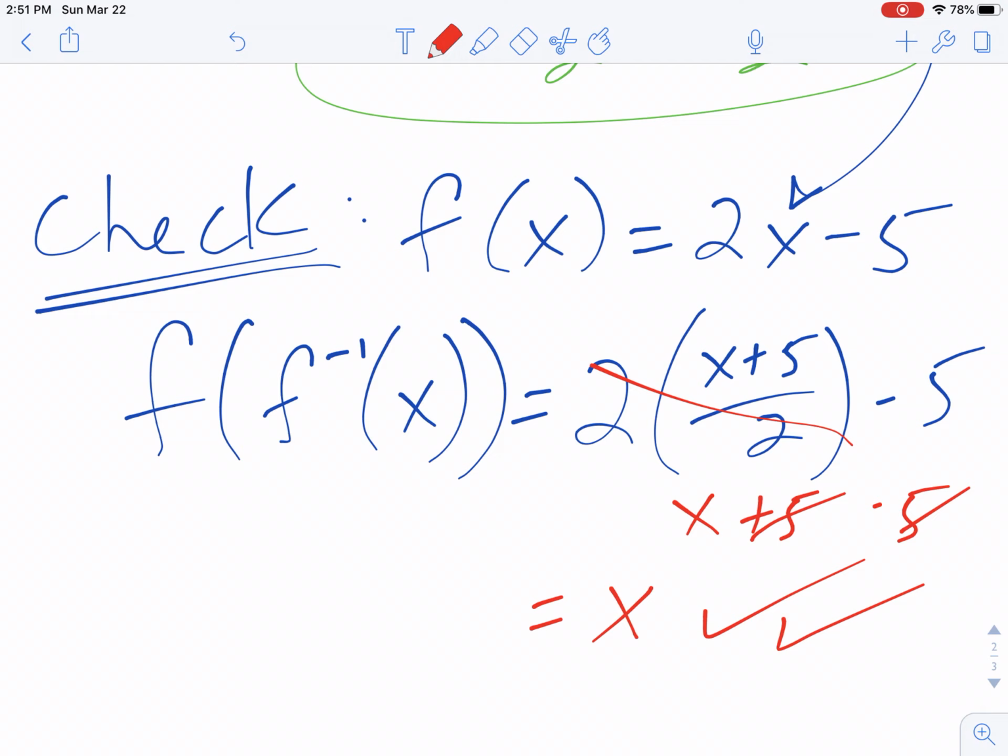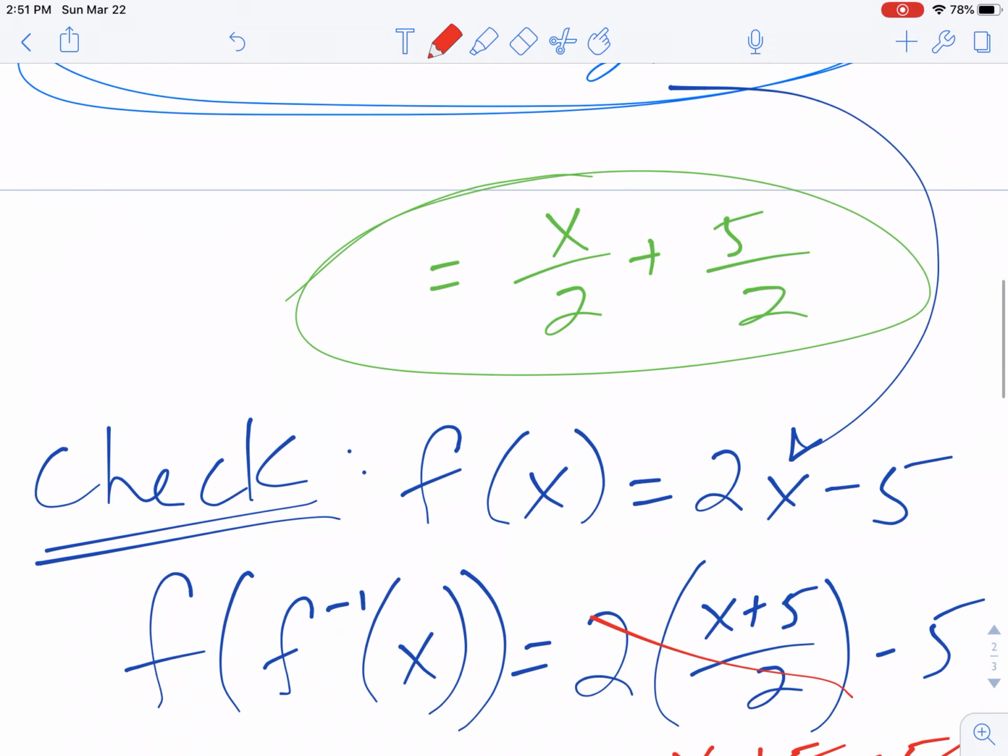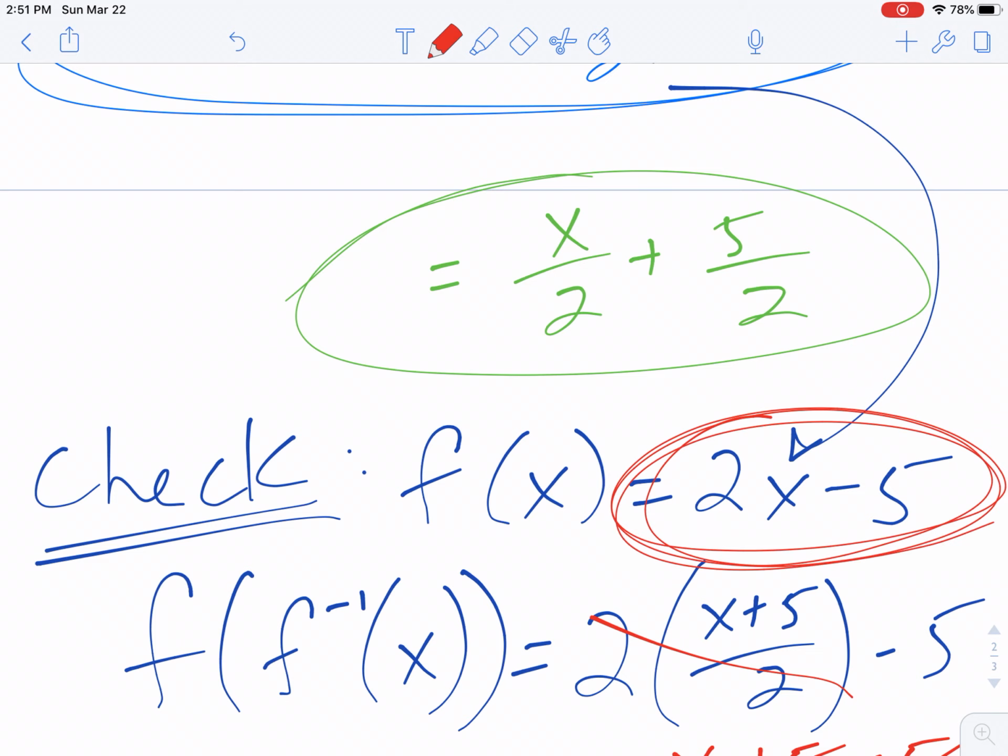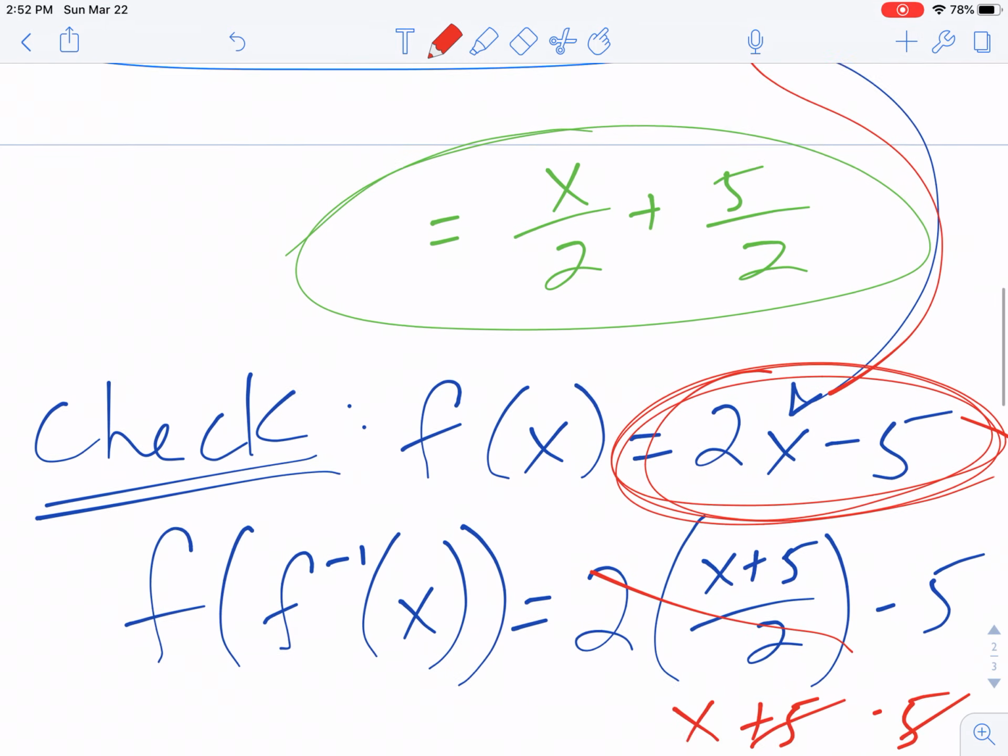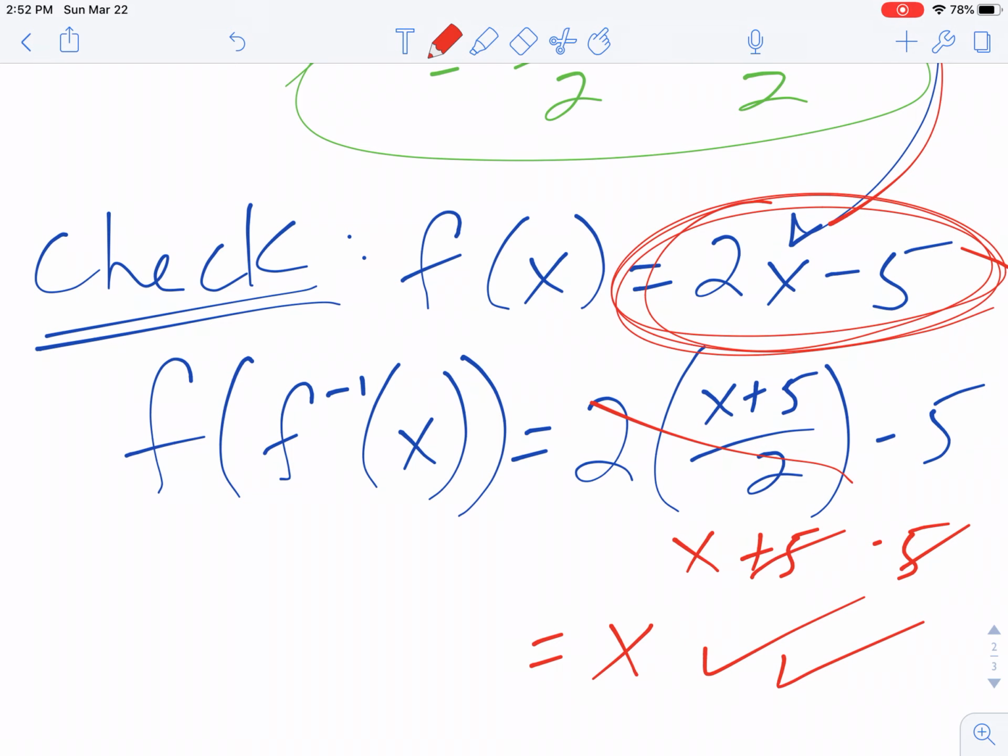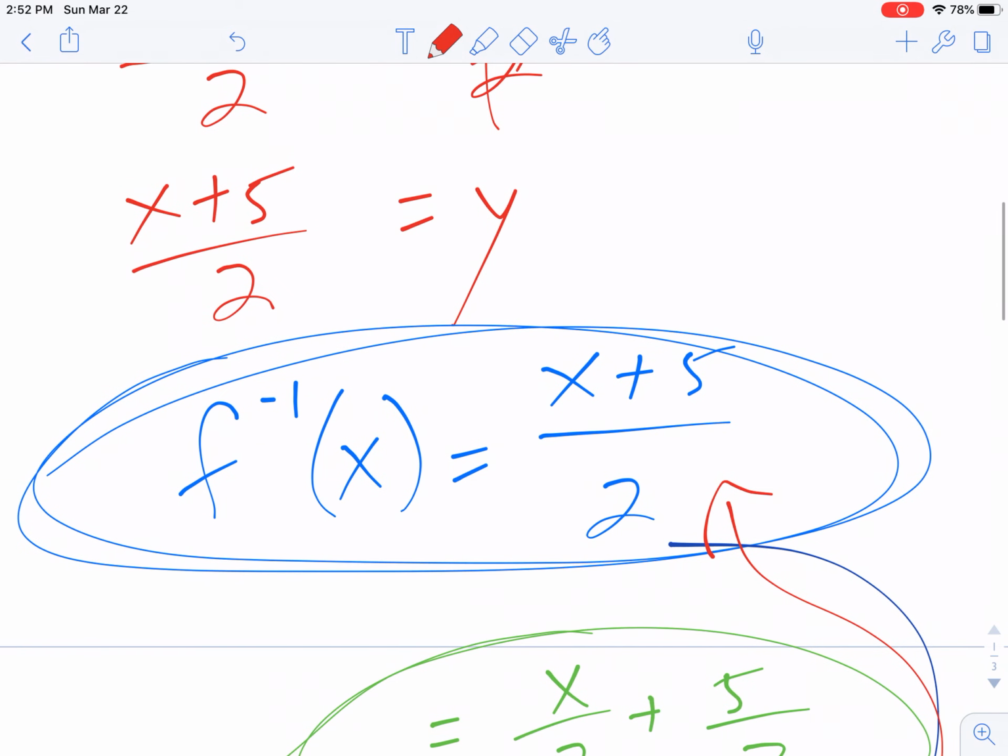You could also substitute in the other direction. What I mean by that is you could take your original function and substitute it into your inverse, and you would simplify that and still get an x. So you don't have to check your answers, but this one was an easy one to do that.